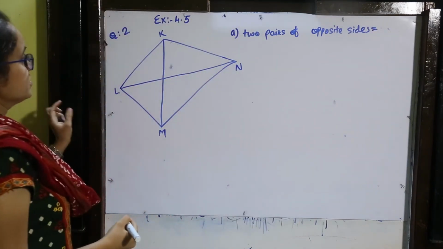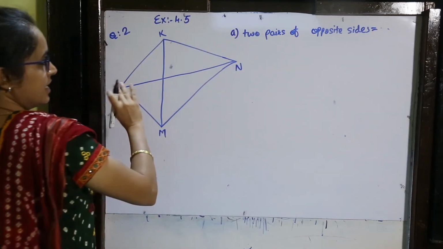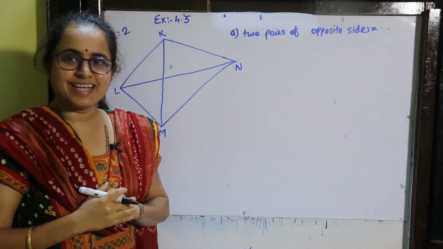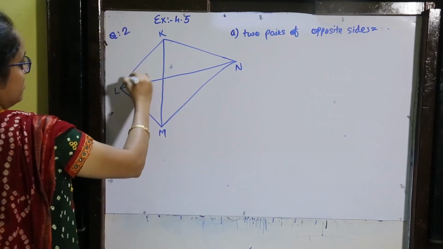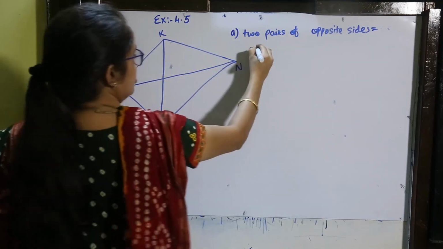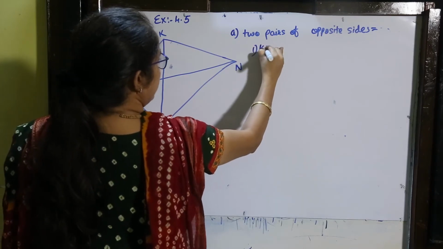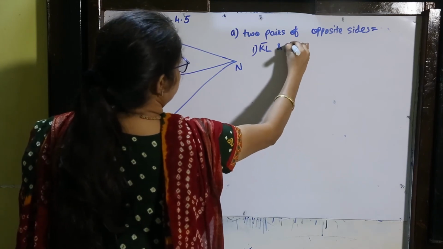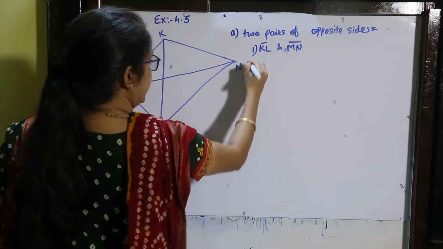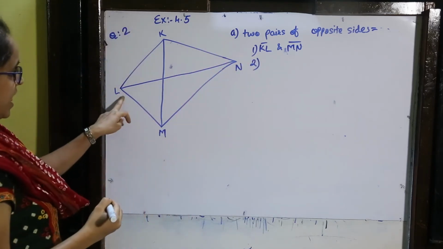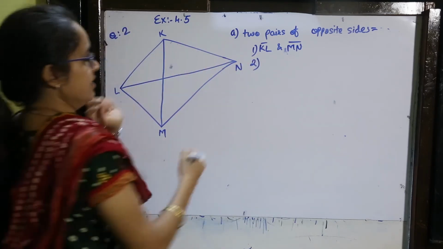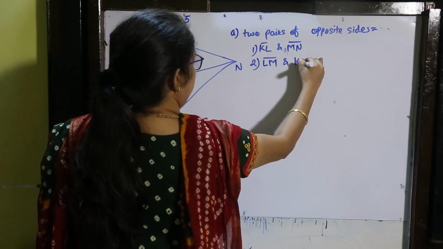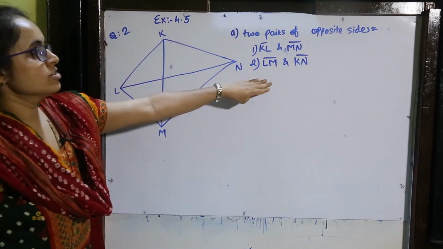Now 2 pairs of opposite sides are, opposite means sides that have no common vertex. So here we have KLMN. The first pair of sides is KL and MN. The second pair is LM and KN. So these are two pairs of opposite sides.